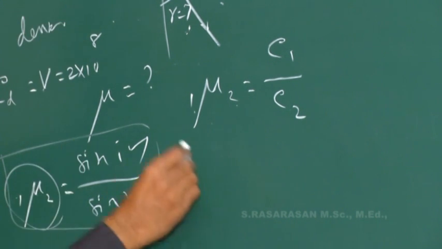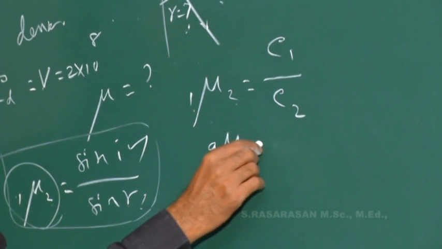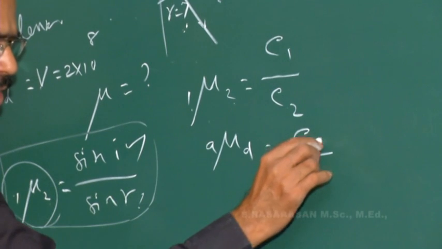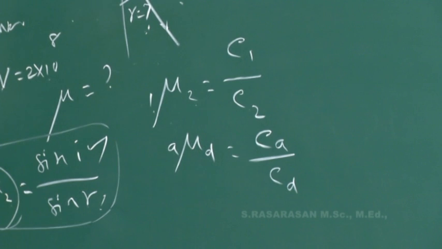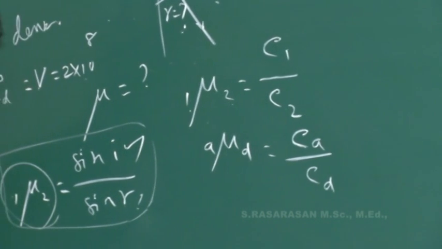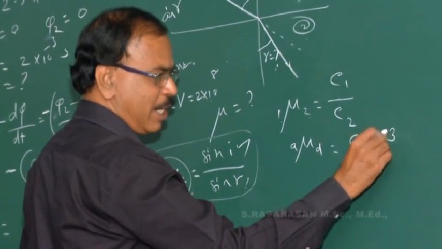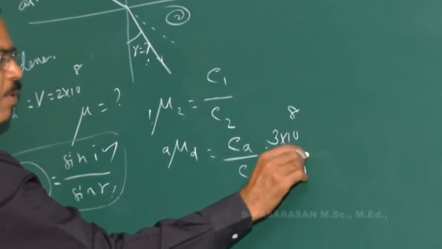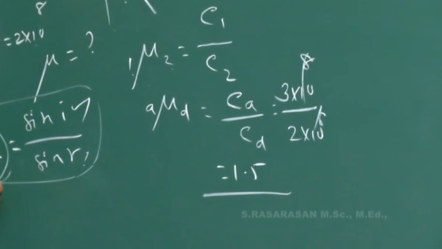Now let us change it. Denser medium with respect to rarer medium is equal to C by V. Or write C in air by C in D, everything is the same. Do you know the velocity of light in air? It must be known: 3 × 10⁸ meter per second. So it is equal to 3 × 10⁸ meter per second by CD, which is given as 2 × 10⁸. Cancelling, it is 1.5. So I know mu D.